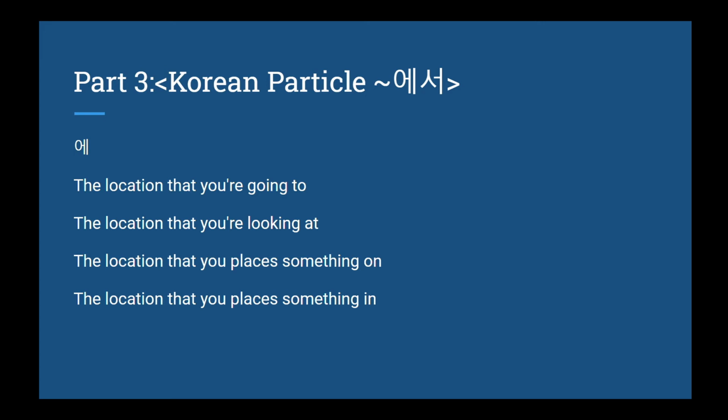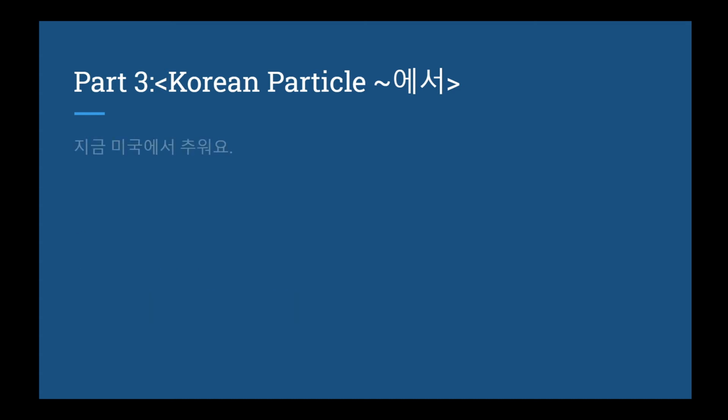All of these indicate a certain place or time. 에서, on the other hand, only deals with where I was when I did something. I'll say that again. 에서 is used to refer to where the subject is when he does something. If you remember this, you'll be able to reason out whether you need to use 에서 or 에. Time for some examples. 지금 미국에서 추워요. It's cold in the US right now. Now, this isn't talking about where I'm going, but it's talking about the location of where it's cold.